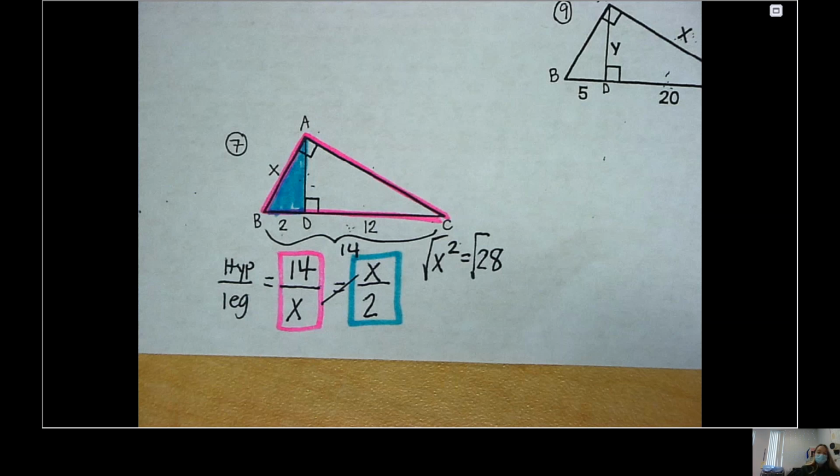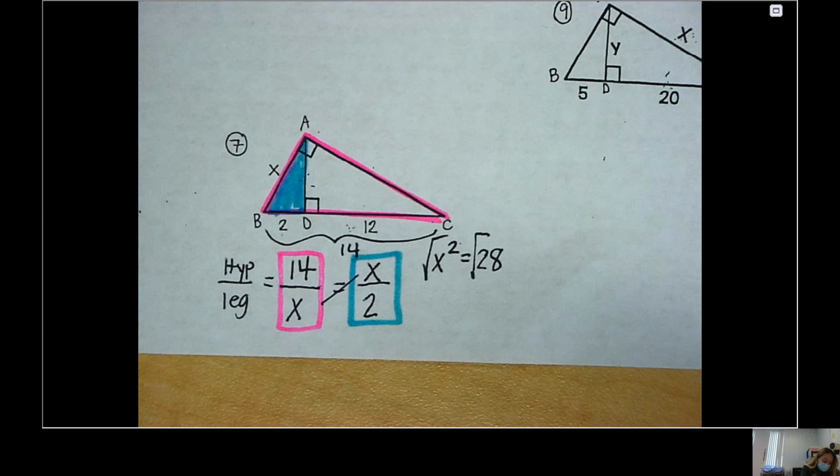So, looking at my pink triangle, which side is your hypotenuse? BC. Good. What is the length of BC? 16. Great. There's your hypotenuse. What's the only other leg you know of that pink triangle? X. So it's 16 over X. There's your first equation for the pink triangle. Now, I need to pick the triangle that has the X with it.